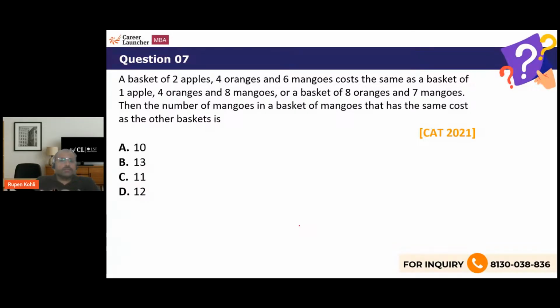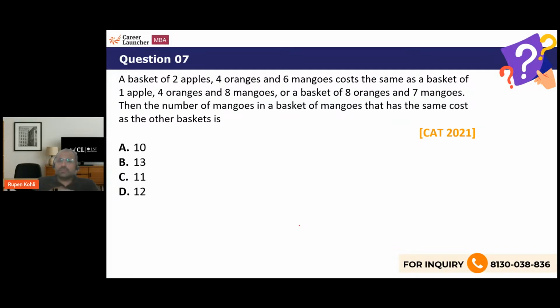This is a CAT 21 question. Coming back to something to do with fruits, we have apples, oranges, mangoes. A basket of 2 apples, 4 oranges, 6 mangoes costs the same as a basket of 1 apple, 4 oranges, 8 mangoes, or a basket of 8 oranges and 7 mangoes. The statement is a three-way equality of a combination of fruits. Then the number of mangoes in a basket of mangoes that has the same cost as the other baskets is.